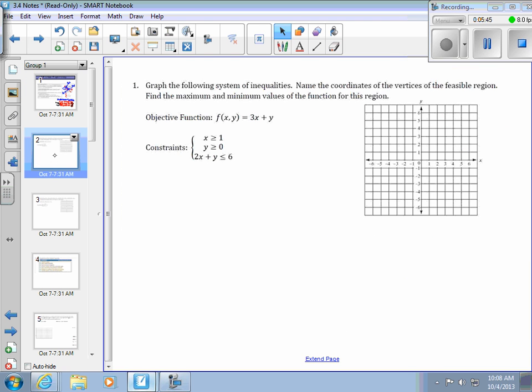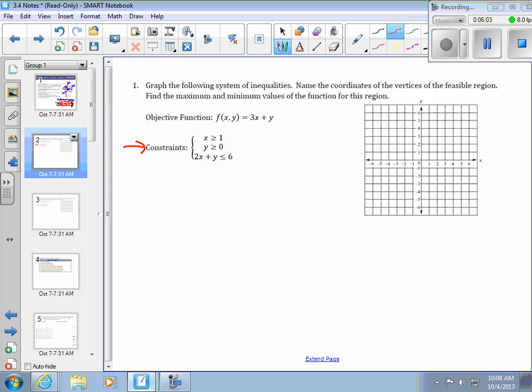Let's try an example. Number 1, they want us to graph this system of inequalities out, find the vertices, find the feasible region, and then find the maximum and minimum values. So we start out with these constraints. We want to graph these out.